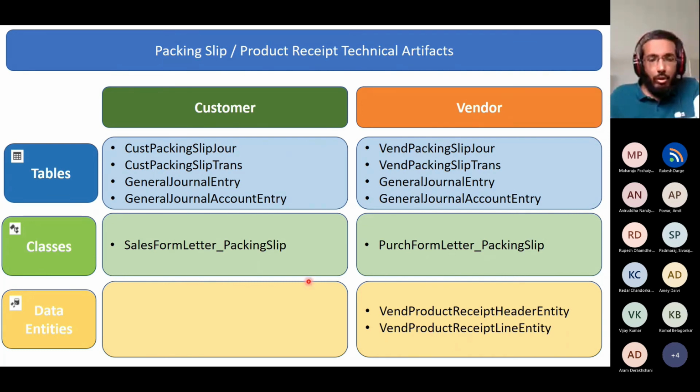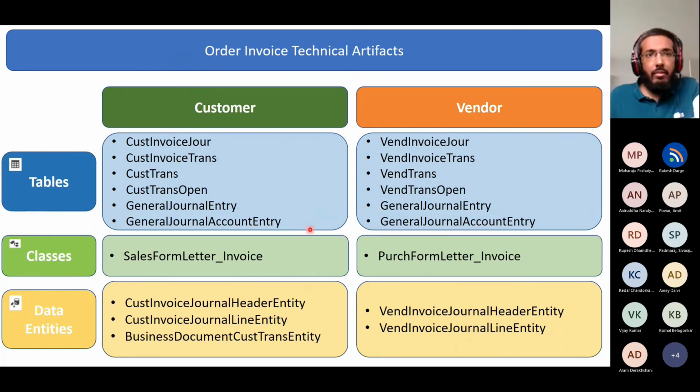Moving on, we have the concept of order invoice technical artifacts, which are the key financial transactions that get posted behind the scene. Initially we have CustInvoiceJour and CustInvoiceTrans. Similar to CustPackingSlipJour or CustConfirmJour, CustInvoiceJour stores information at the header level, and CustInvoiceTrans stores information at the line level.